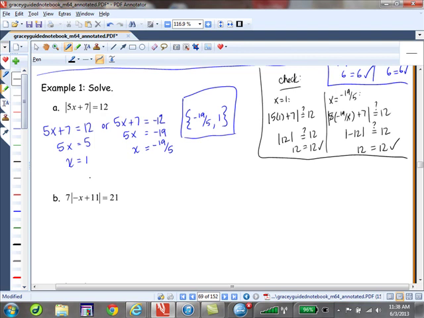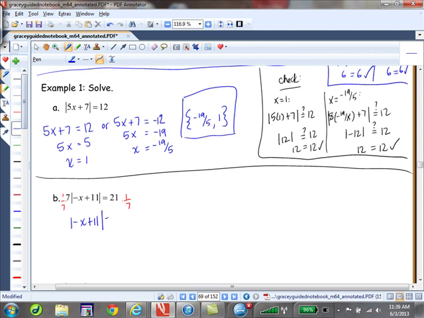Let's do part B together. In part B, we have an absolute value, but it's being multiplied by 7. So we first need to get the absolute value alone. You can either multiply by 1/7, which is equivalent to dividing by 7. So 1/7 times 7 is 1. So we'll end up with the absolute value of negative x plus 11 is equal to 3.